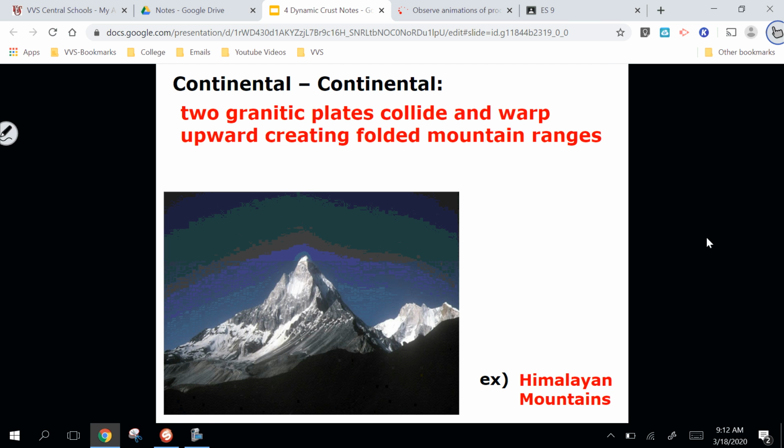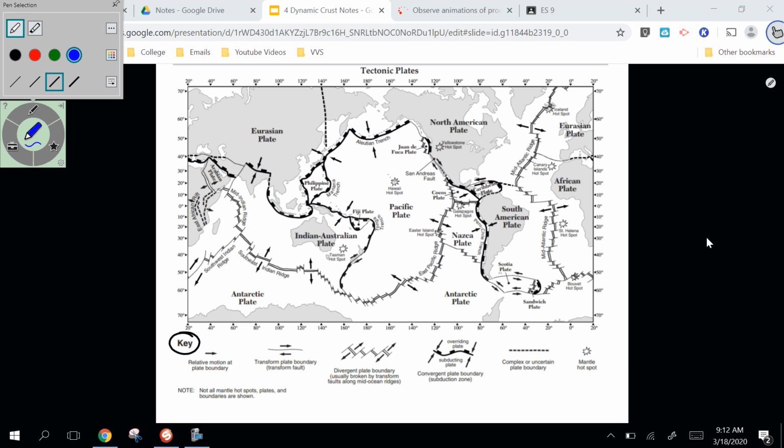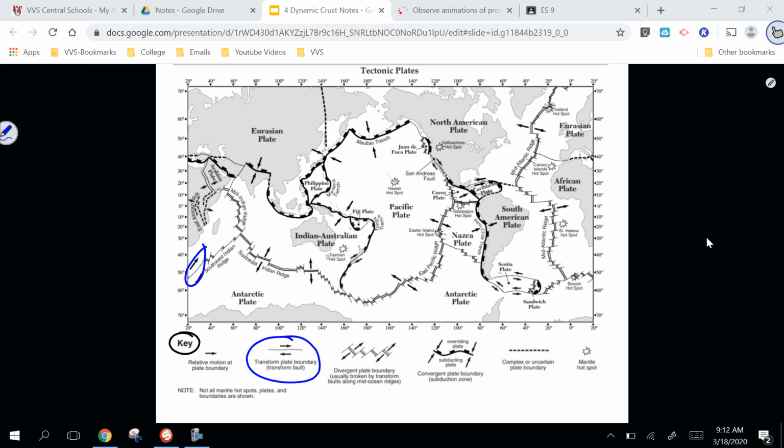All right, so here's page 5. All right, down here, we have a key, shows relative motion, change colors here. Transform, they slide sideways. So an example of a transform would be right there. Transform boundaries. So we've got a big one here in San Andreas Fault. We got some down in here.